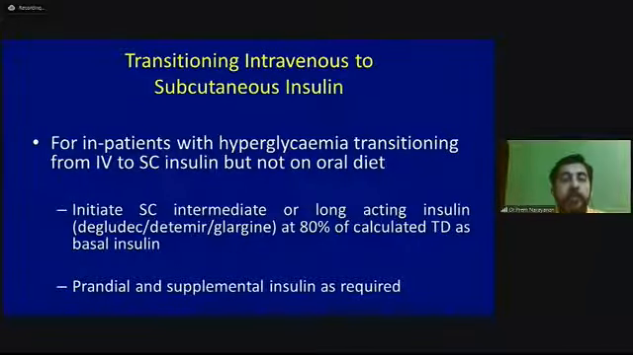Then again, for inpatients with hyperglycemia transitioning from IV to subcutaneous, but not on oral diet, that is, the patient has not started the oral diet, in that case initiate subcutaneous intermediate or long-acting insulin at 80% of the total calculated dosage. So say for example, the total requirement was 40. So 80% of that will be given straight away as basal, and prandial and supplemental insulin can be given as required.